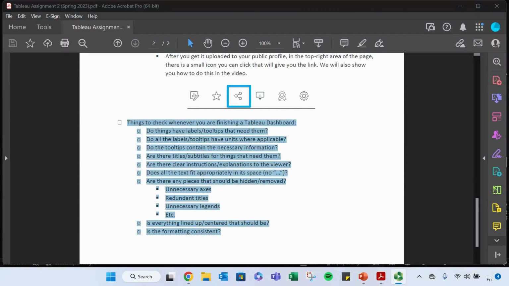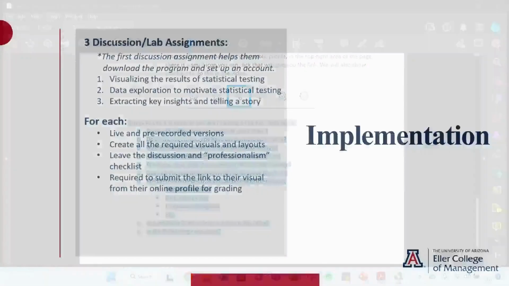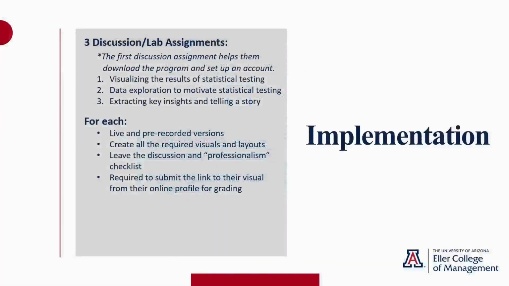They don't know what's clean or professional when they're going through this, and they get better as you go through them. I've already talked about these, but we have a live and a pre-recorded version. We do all the work for them, right? They don't leave having to do anything besides that professional checklist and writing about the results, so they don't have to build any visuals on their own.